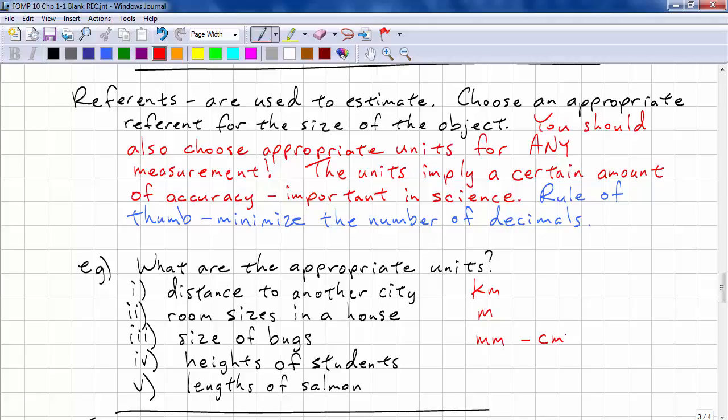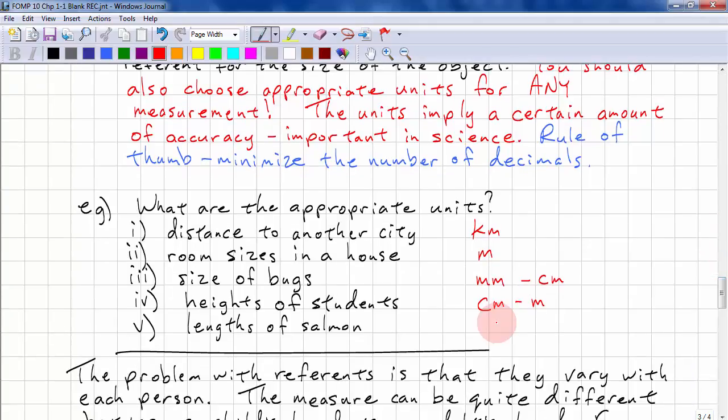Heights of students. So this is normally done in centimeters, or optionally it can be done with meters with decimal points. And lengths of salmon. So centimeters would be appropriate.